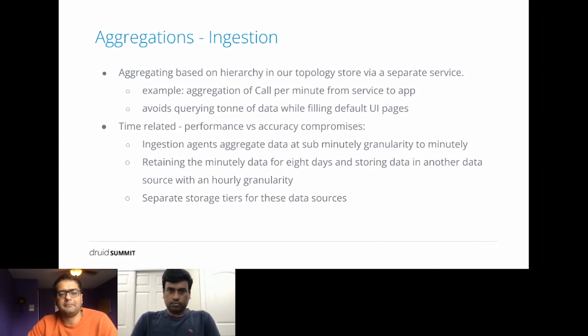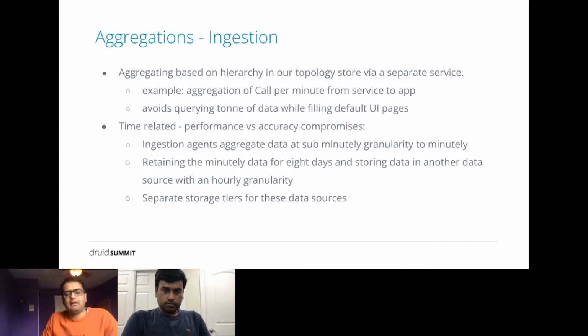Our default UI pages will load at the application level, at the higher entity type level. So we wanted to avoid querying a lot of data. So we built a small Kafka streaming service to aggregate based on the topology. And then obviously we had to do some time-related aggregation, where we had to make some choices between performance and accuracy, which were done at a few places.